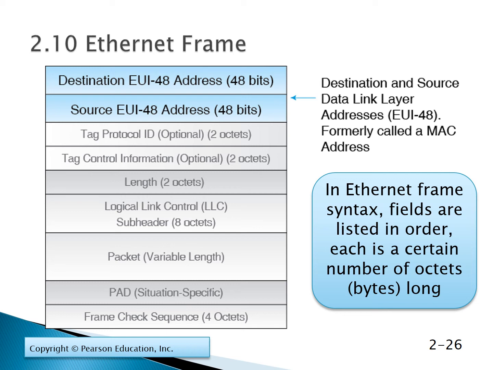An octet is actually 8 bits, like the prefix oct in octagon and octopus, which means 8. So 2 octets means 16 bits. You specify the length of your actual data content and so on. In the Ethernet frame syntax, fields are listed in order, and each is a certain number of octets long. Octet is 8 bits, so basically it's a byte.